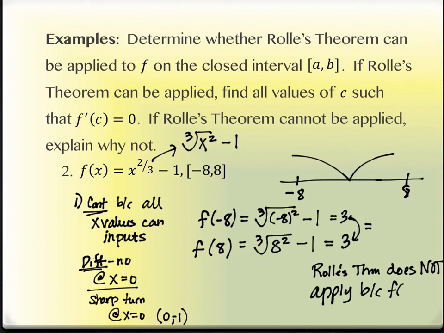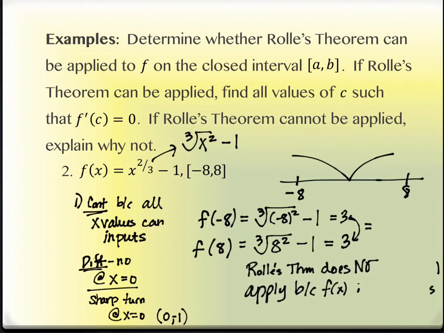Because f of x is not differentiable on, and it has to be differentiable on negative 8 to 8, specifically every point between negative 8 and 8, and there's one point that didn't work. Is that all right? Rolle's theorem does not apply because it failed one of the three conditions.